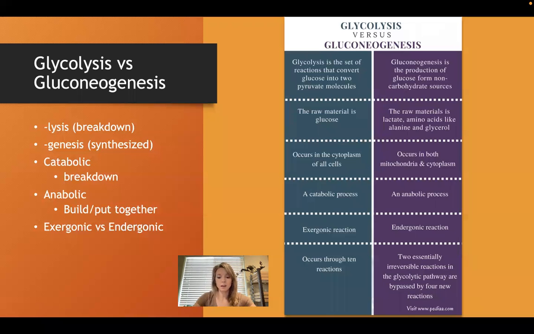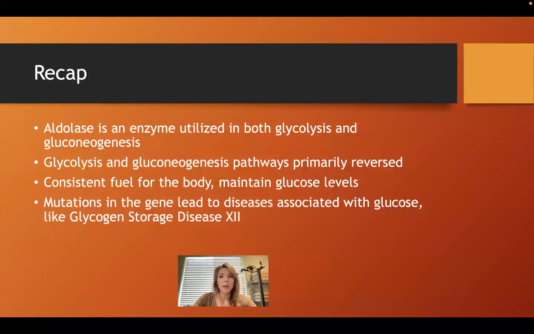Okay, so let's take a look at our last slide here, just to recap what we've gone over today. Aldolase is an important enzyme utilized in both glycolysis and gluconeogenesis. It catalyzes the reaction to and from fructose 1,6-bisphosphate and dihydroxyacetone phosphate and glyceraldehyde 3-phosphate. The pathways between glycolysis and gluconeogenesis are primarily reversed, with the addition of a few workaround steps in gluconeogenesis due to, again, those strongly exergonic reactions, making them irreversible.